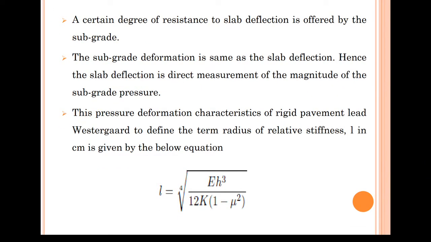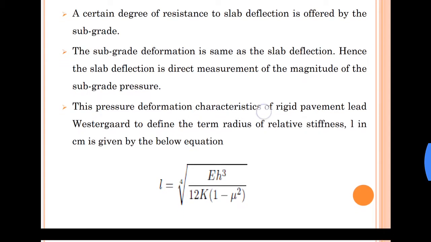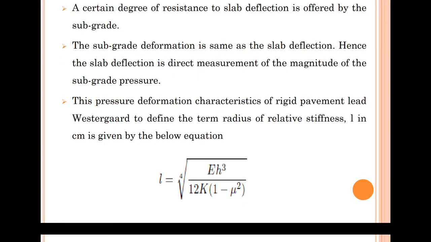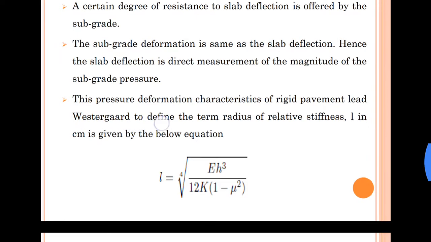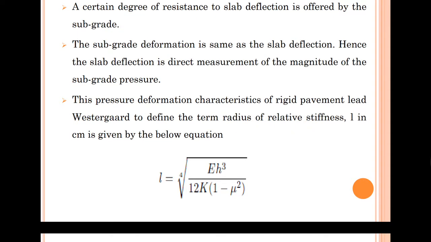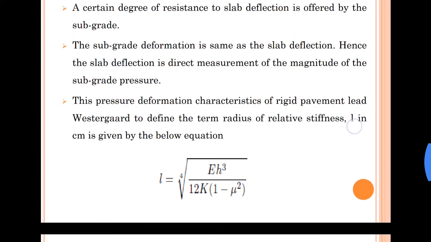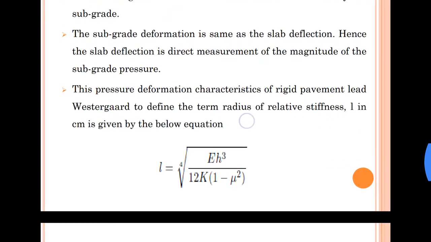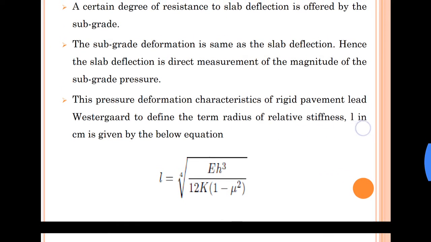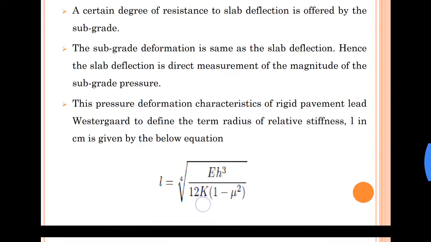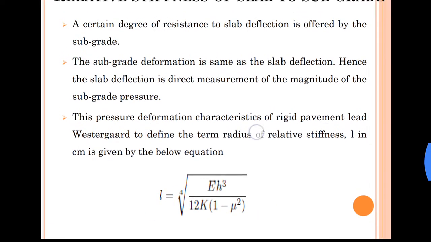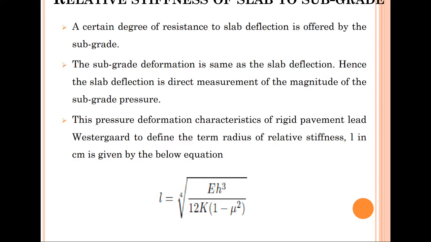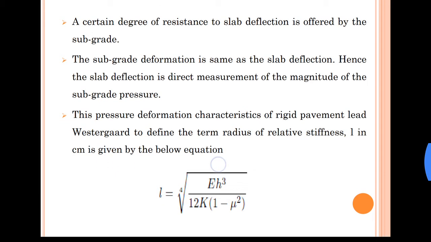This pressure deformation characteristic of rigid pavement led Westergaard to define the term radius of relative stiffness, in centimeters. Sorry, this is small l. Radius of relative stiffness is given by small l in centimeters. This is nothing but the radius of the portion which offers resistance to deflection. It is given by this equation.